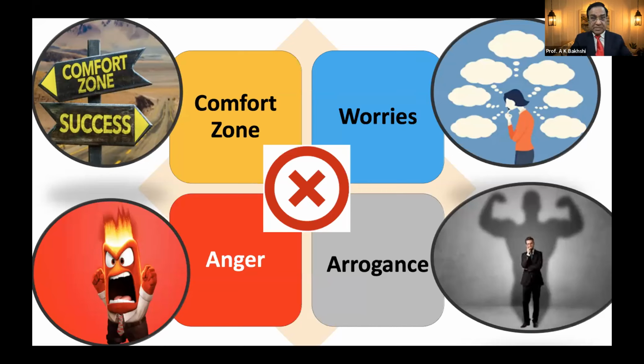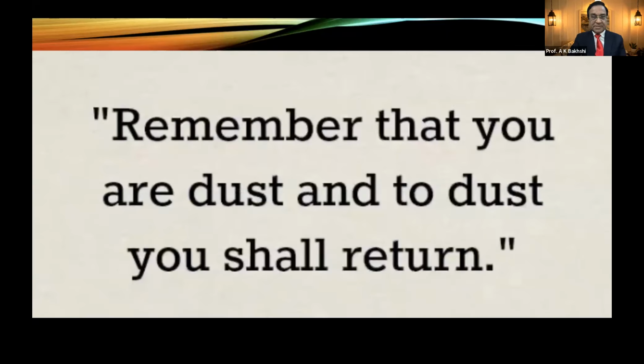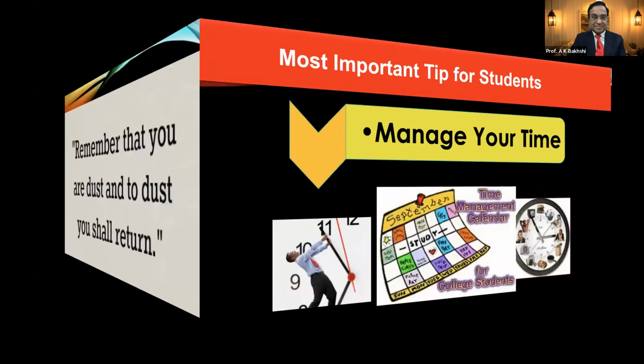Arrogance. Arrogance is the opposite of confidence. The basis of confidence is self-belief and the basis of arrogance is ego. Don't let it go. Sometimes a small success goes into a person's head. Now this is a very good quote: "Kabhi kisi cheez ka ghamand aa jaye to shamshan ka ek chakkar laga na, tumse behtareen log raakh bane pade." Remember that you are dust and to dust you shall return.